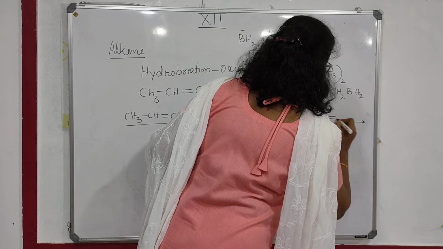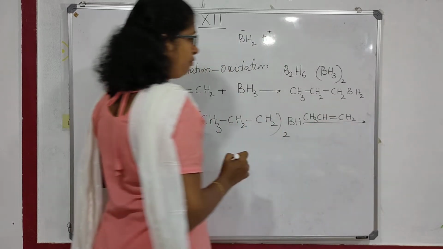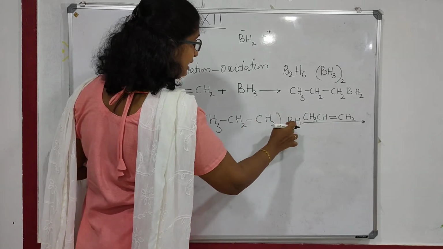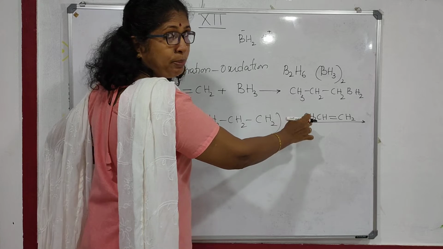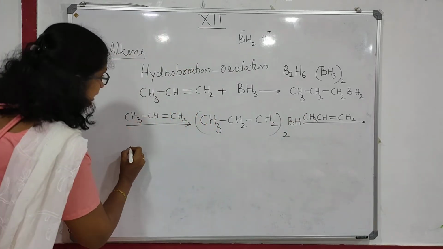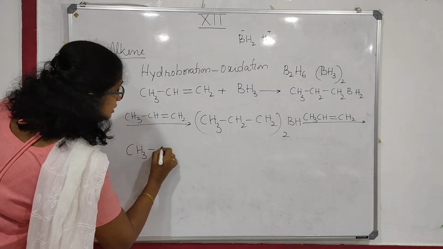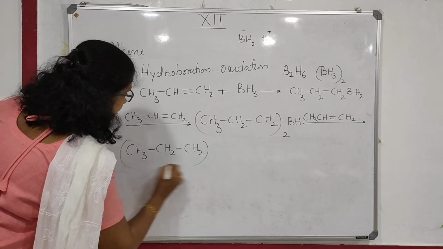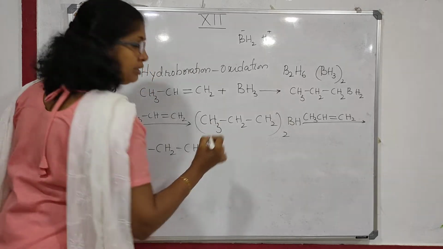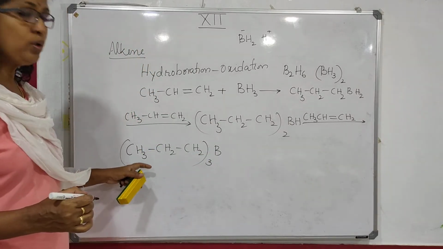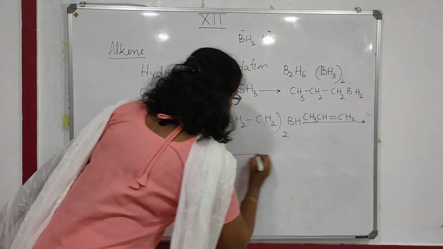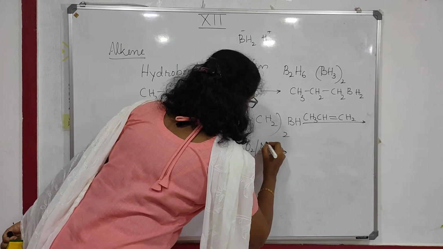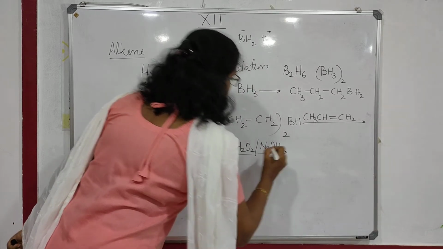CH3CH=CH2, one more molecule. Here again you see (CH3CH2CH2)2B minus and H plus. So what you get is (CH3CH2CH2)3B, an organoboron compound, and this is oxidized with hydrogen peroxide in presence of alkali, sodium hydroxide.